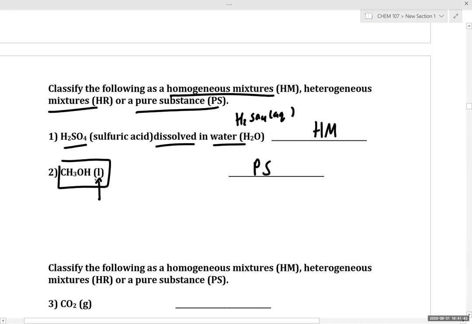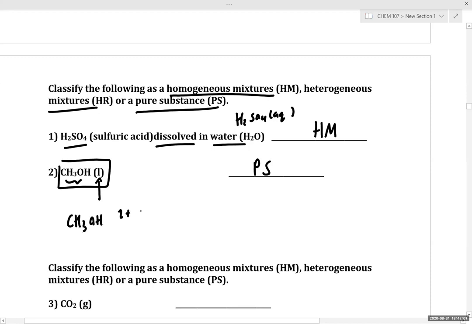So for the last one, first I check the state symbol. Since it's not aqueous, we assume that we're dealing with a pure substance that's not mixed with water. Now looking at our formula for CH3OH, we see that we have 2 or more different elements as part of our formula, so this is in fact a pure substance.